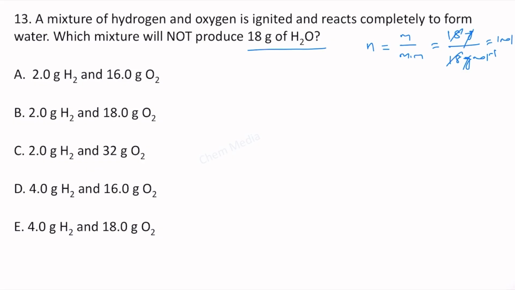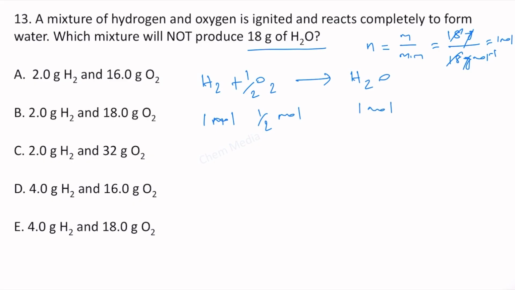Now, if we are getting less than 1 mole or greater than 1 mole, that should be our correct answer. If we are getting exactly 1 mole, it means that is a wrong answer, because here they are asking which mixture will not produce 18 gram of H2O. So, H2 reacts with O2 and gives water. To balance the equation, we have to put 1 by 2 here. What this means is that when we have 1 mole of H2 and half a mole of O2, we would get 1 mole of H2O.